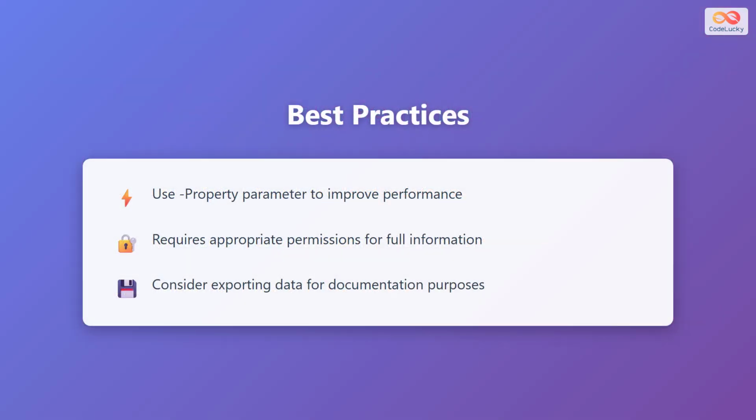Here are some best practices when using Get-ComputerInfo. First, always use the -Property parameter when you only need specific information, as this significantly improves performance and reduces unnecessary data retrieval. Second, be aware that you need appropriate permissions to retrieve full information, especially for security-related properties. Third, consider exporting the data regularly for documentation purposes, creating a historical record of your system configuration that can be valuable for troubleshooting and compliance.